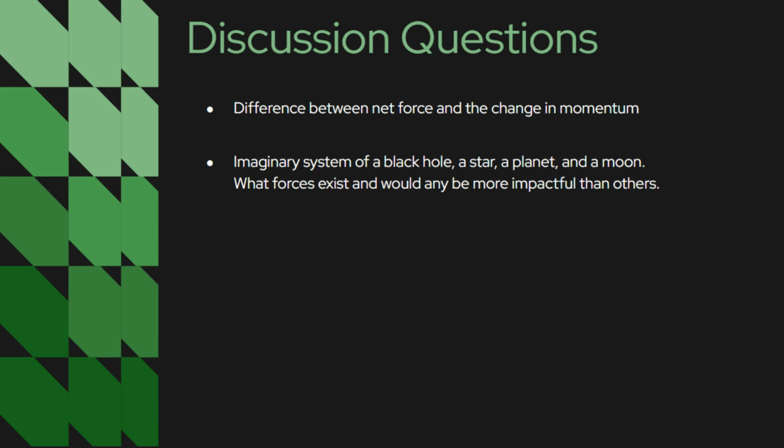Second, for an imaginary system of a black hole, a star, a planet, and a moon, what forces exist and would they be more impactful than the others? For each object, there would be a gravitational force from every other object. The object with the biggest mass, such as the black hole or the star, would have a greater effect due to the gravitational equation.